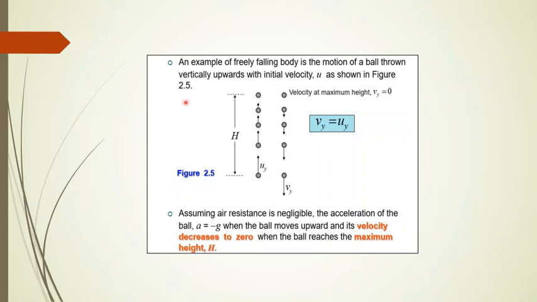This is an example of a free-falling body: the motion of a ball thrown vertically upwards with the initial velocity uy. When the ball reaches a maximum height h, vy will equal 0. When the ball falls down again, it will be vy. Assuming air resistance is negligible, the acceleration of the ball a is equal to negative g when the ball moves upward.